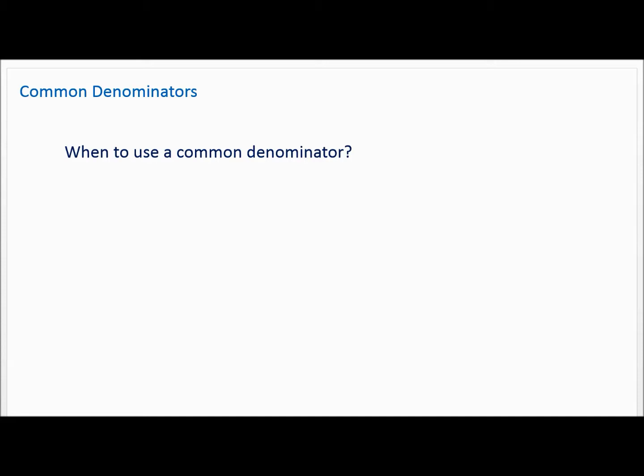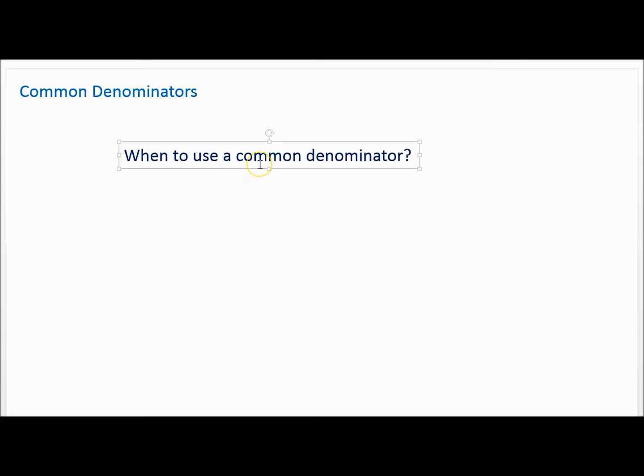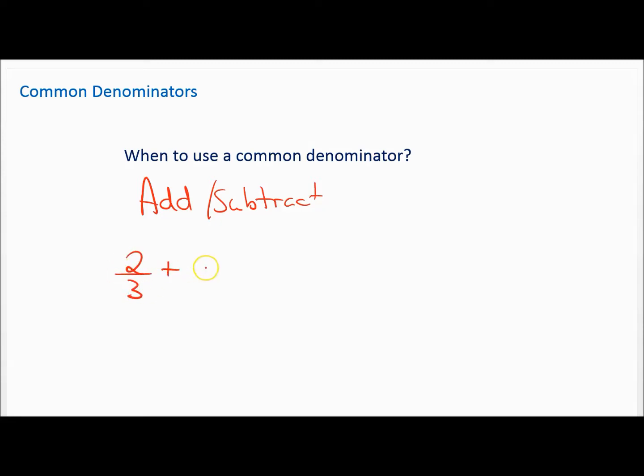Many students are confused about when you need to use a common denominator. You only need common denominators when you add and subtract fractions. Okay, so only when you add and subtract. You do not need it when you multiply and divide. So for example, if you have 2/3 plus 1/5, you need a common denominator. If you have 2/3 times 1/5, you do not need a common denominator.